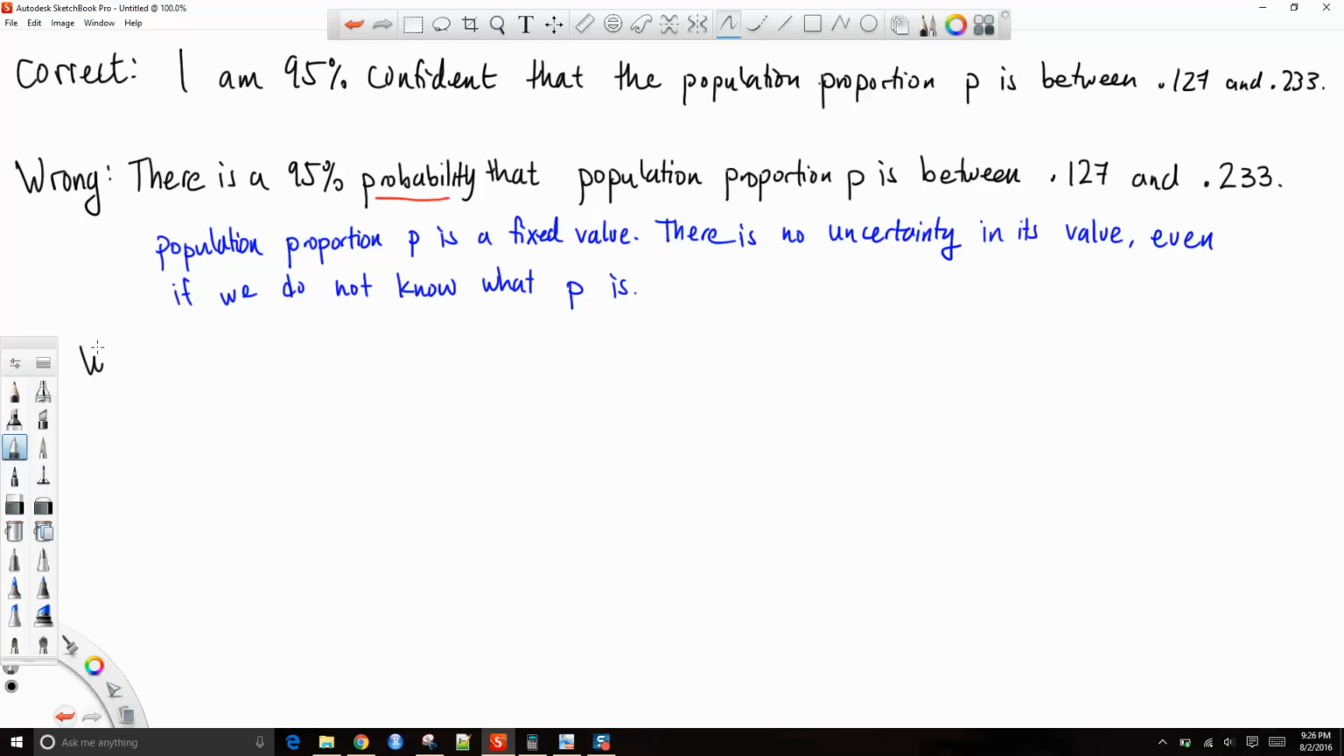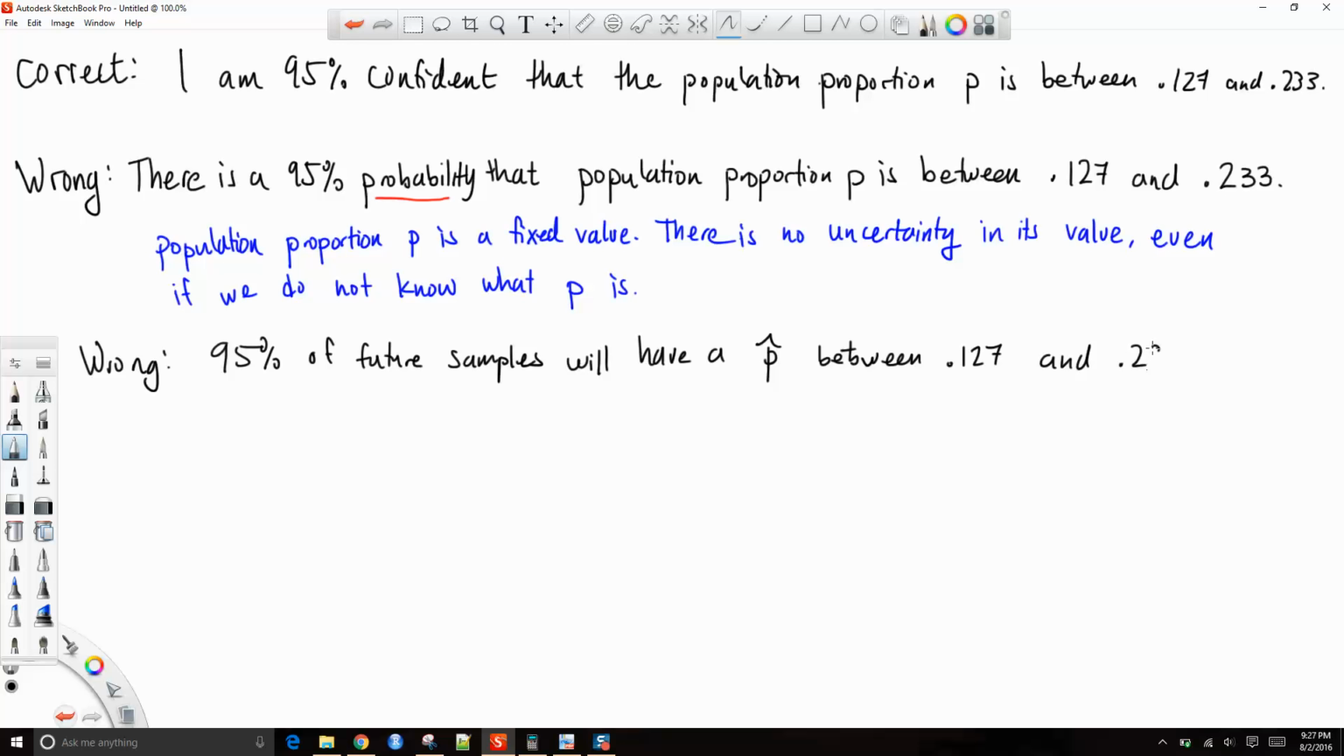It would also be wrong to say something like 95% of future samples will have a p-hat between 0.127 and 0.233. Okay, so our confidence intervals are always about p, the population proportion, and never about future samples or anything like that. Okay.